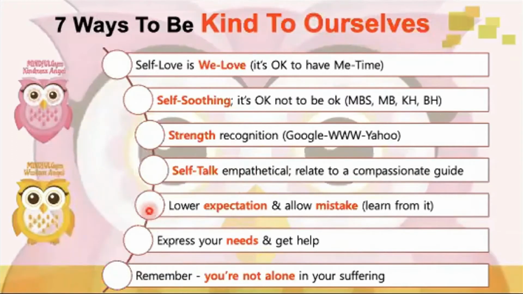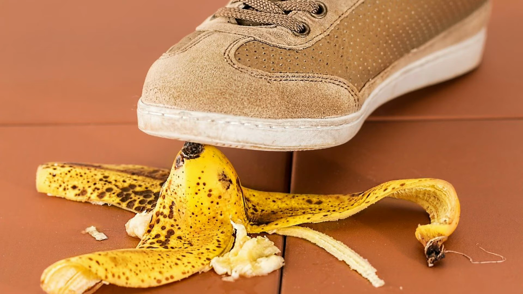Okay. The number 5 way to be kind to ourselves: learn to lower our expectation and allow mistakes. This is particularly important for people who have high expectations, who are perfectionists. So we learn to lower down our expectation, and that is a way to be kind to ourselves.